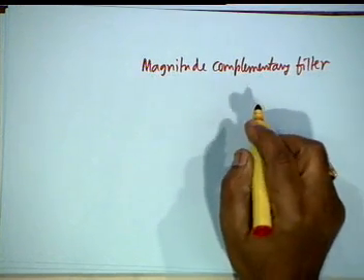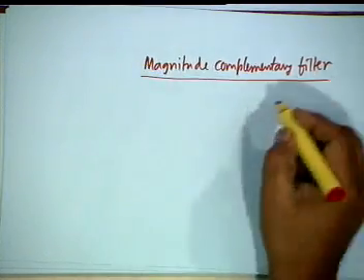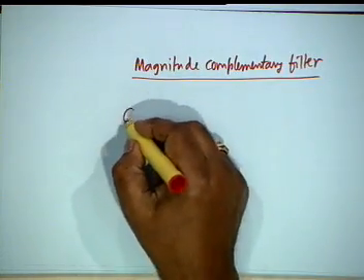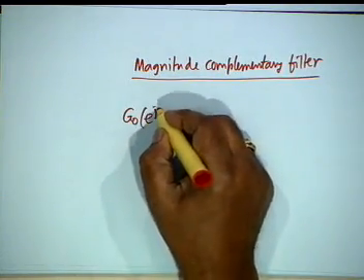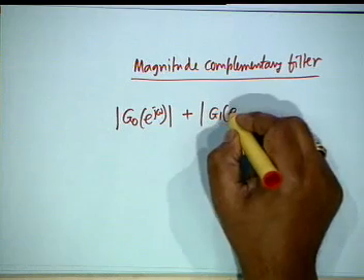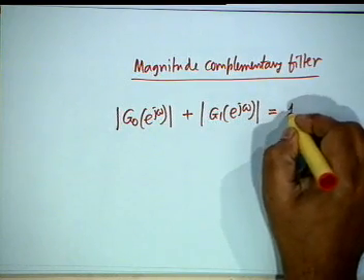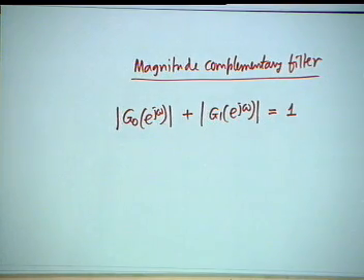Magnitude complementary filter. Again, if we take a set of 2, then the magnitude of G0 e to the j omega plus the magnitude of G1 e to the j omega should be equal to 1. All right.